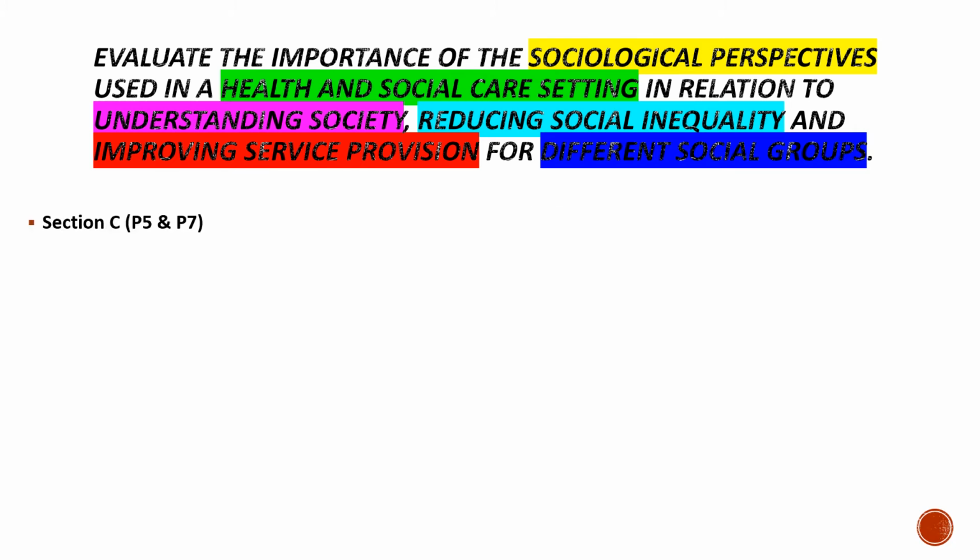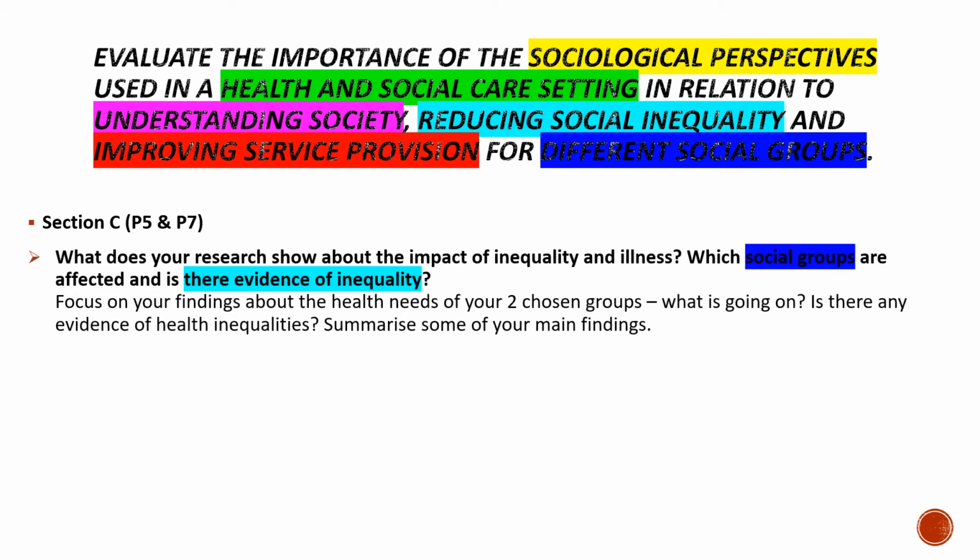And last but not least, let's move on to section C. So the final section, P5, P7. I've broken this down actually to P5, P7, and then we'll do P6 separately. P5 and 7 was your discussion on inequalities. You would have looked at social groups and inequalities. So it's kind of the second half of this kind of question from the criteria. So what does your research show? Summarize your findings. Highlight the key facts you found. What is the evidence of inequality in healthcare, healthcare provision, within your two chosen groups, or however many chosen groups you would have focused on in your write-up?